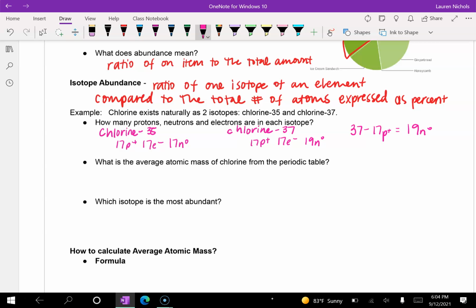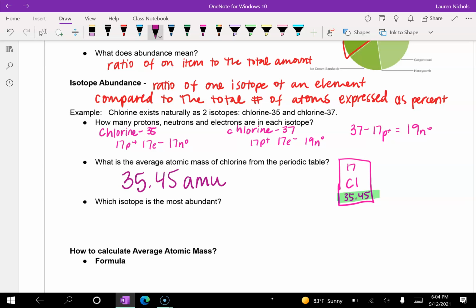And when we look at the average atomic mass of chlorine from the periodic table, remember you can find that by looking at chlorine's box. It's number 17, and its average atomic mass is at the bottom, right here, 35.45. So the average atomic mass is 35.45 atomic mass units.